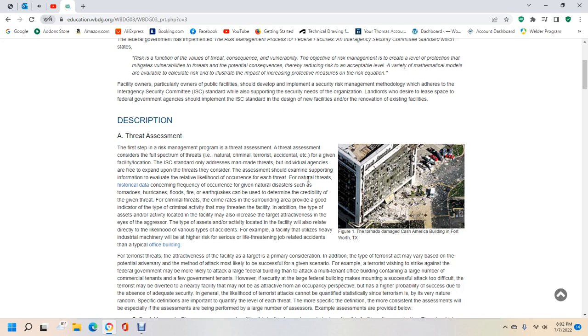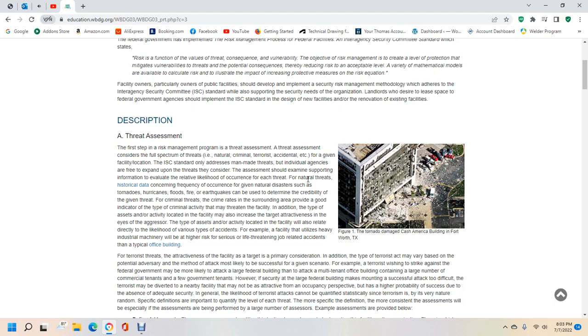For natural threats, historical data on the frequency of occurrence of given natural disasters, such as tornadoes, hurricanes, floods, fires, or earthquakes, can be used to determine the credibility of the given threat. For criminal threats, crime rates in the surrounding area provide a good indicator of the typical criminal activity threat to the facility. In addition, the type of activity located in the facility may increase its attractiveness as a target in the eyes of an aggressor.